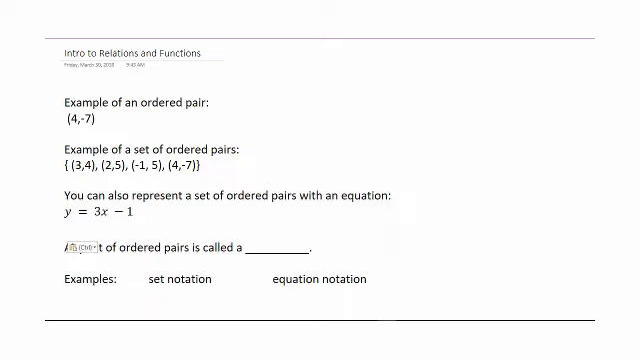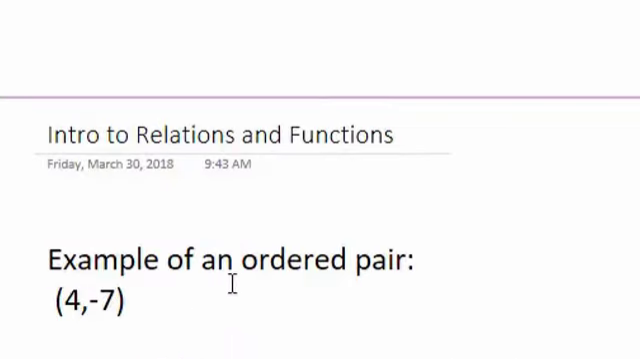In this video, we're going to discuss relations and functions. So to get us started, I want to remind you of what an ordered pair is. So here we have an example of an ordered pair. An ordered pair has two coordinates, a first coordinate and a second coordinate. We call the first coordinate the x value, or the input, and the second coordinate, the y value, or the output. And sometimes we represent these ordered pairs in a graph.